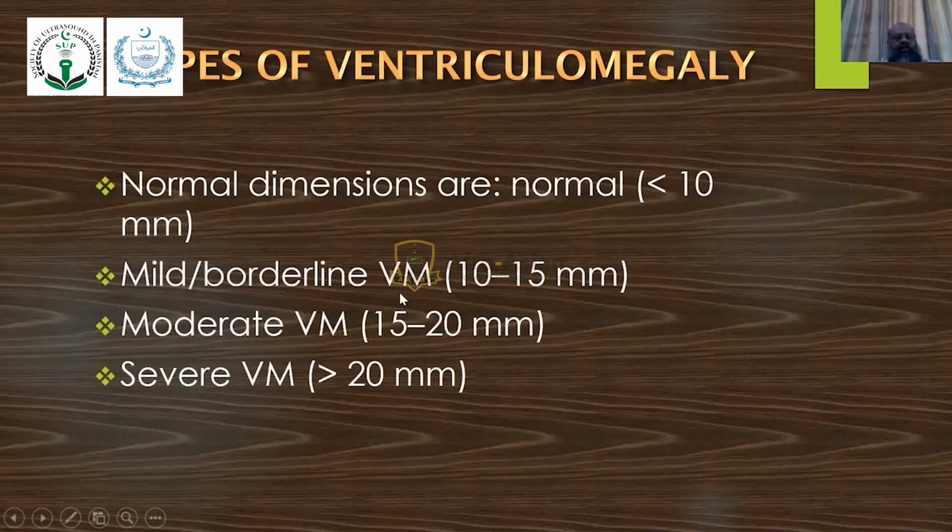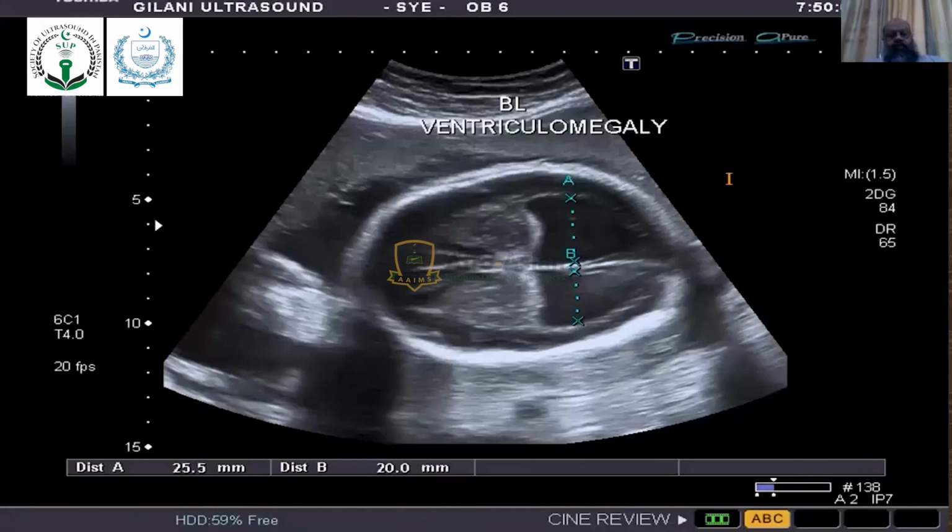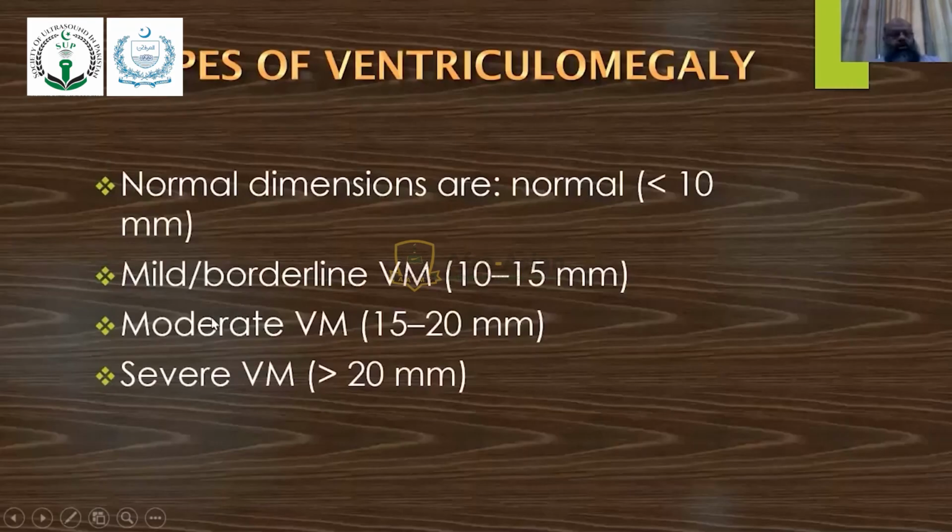Mild borderline ventriculomegaly is 10 to 15 mm, moderate is 15 to 20, and severe ventriculomegaly is about or above 2 centimeters, which is 20 millimeters. This is how we differentiate according to the severity. Here you can see on one side is 25, the other is 20. So we can say it is bilateral severe ventriculomegaly.